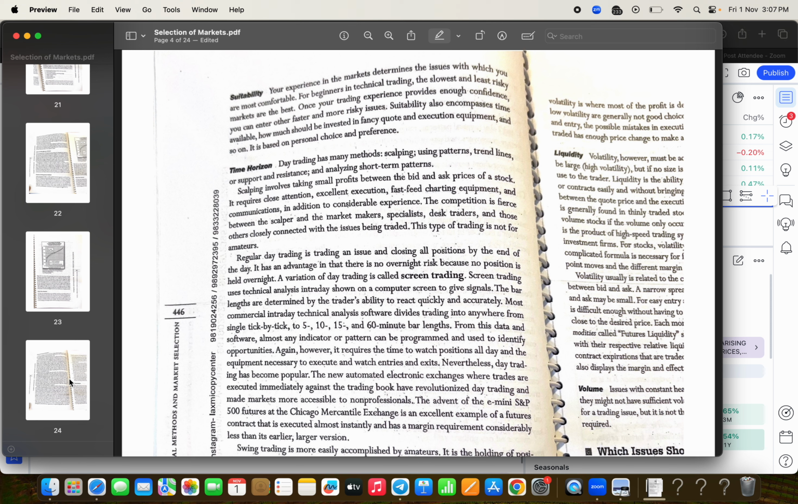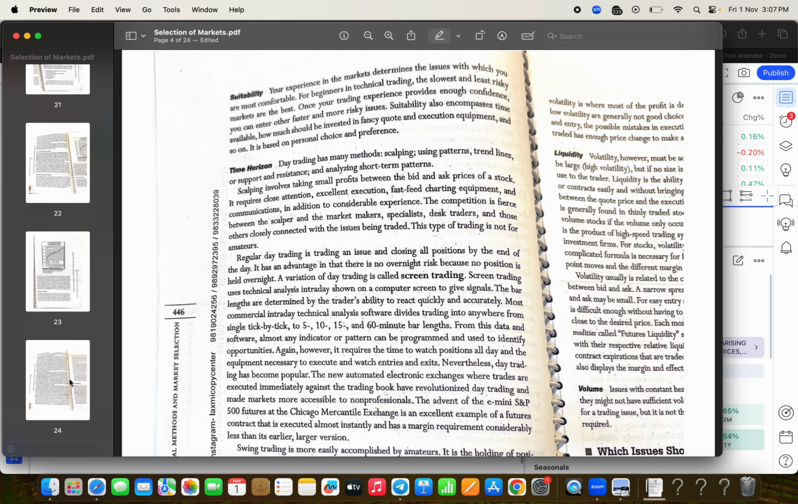Suitability also encompasses time available. How much should one be invested in fancy code and execution equipment, and so on. It is based on personal choice and preference. The third aspect is the time horizon. That is again subject to each person and what they think is right.